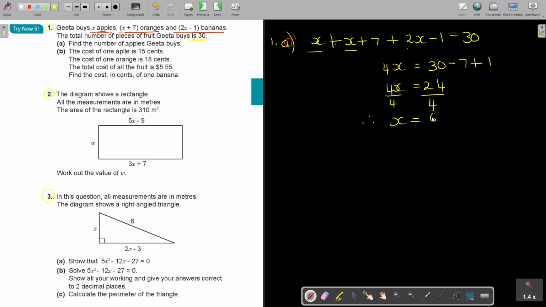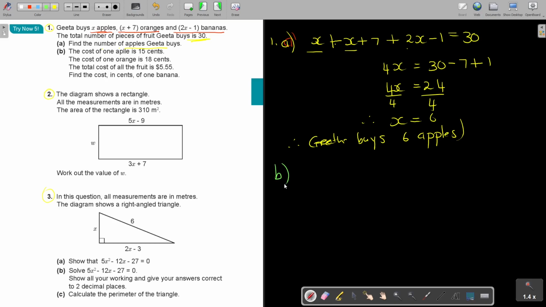What is the question? Find the number of apples Greta buys. So what was the apples? 6. So therefore, Greta buys 6 apples. Okay, let's just do the next one.